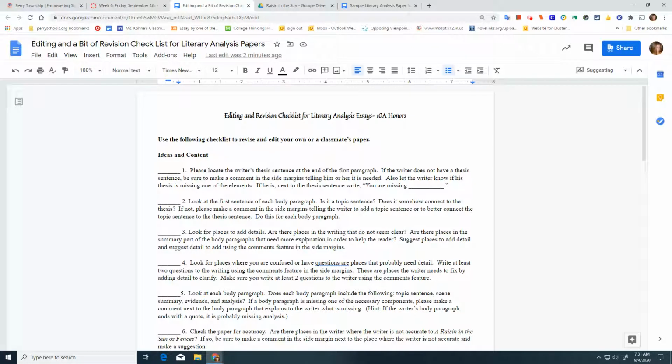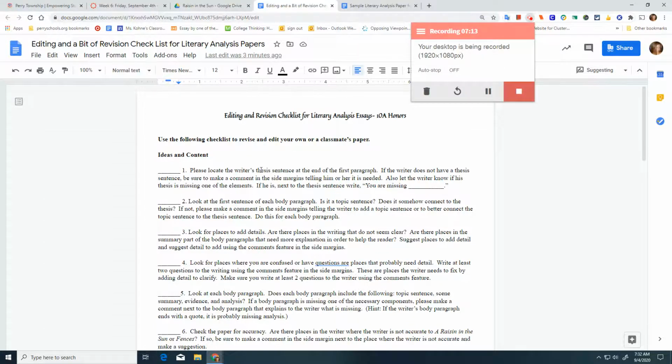What I'm going to do now is go through a sample paper, an old paper from a former student, and go through part of it and show you how I would comment, add suggestions, and revise and edit this paper. Give me 1 minute.